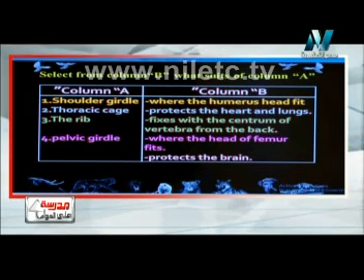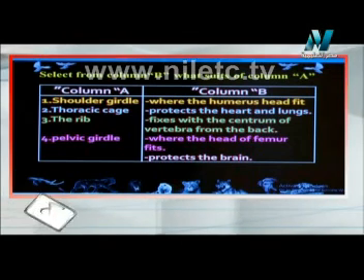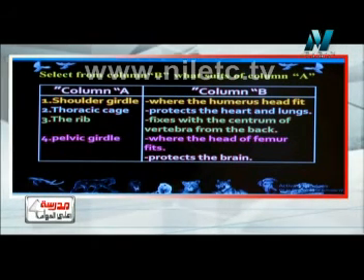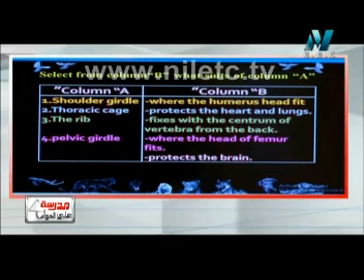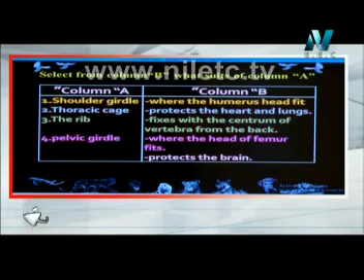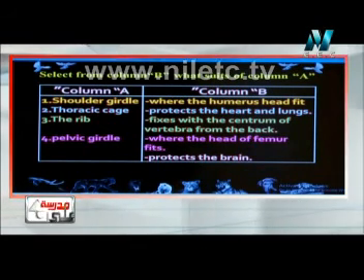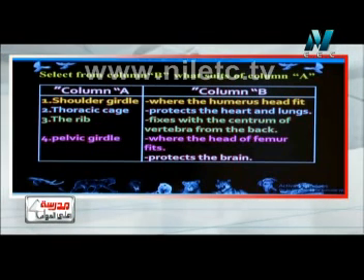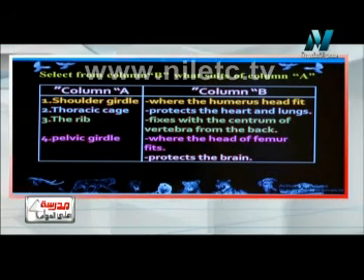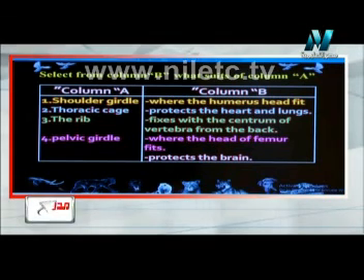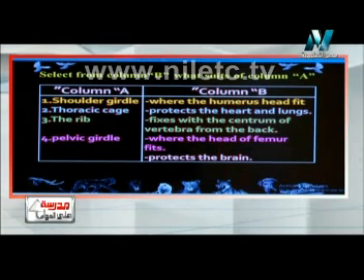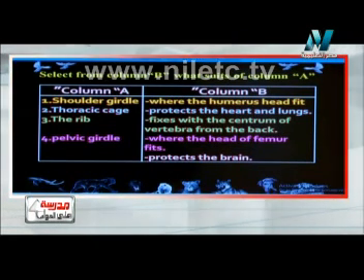Thoracic cage protects the heart and lungs. Number 3, the rib, is fixed with the centrum of the vertebra from the back. Number 4, the pelvic girdle, where the head of the femur fits. But the last point, which is to protect the brain, is the skull, where there is no skull in column A.